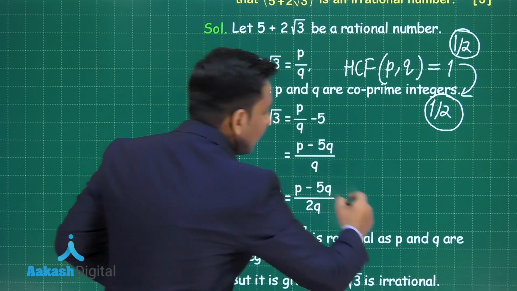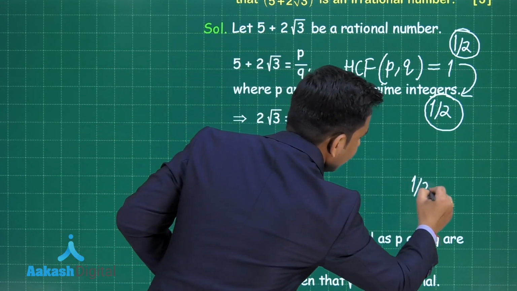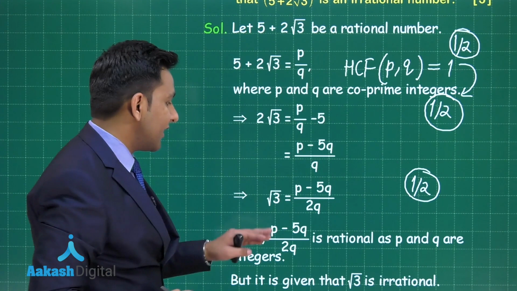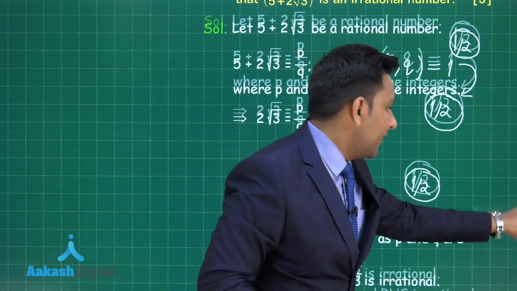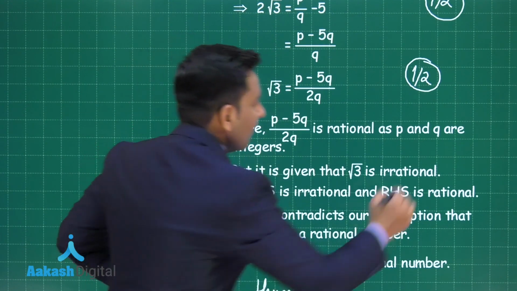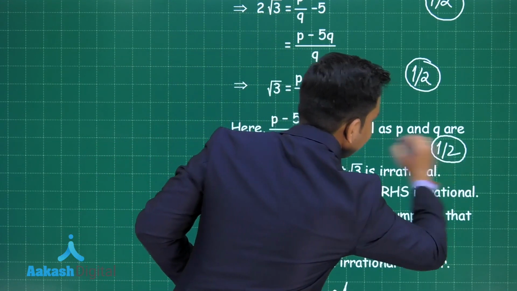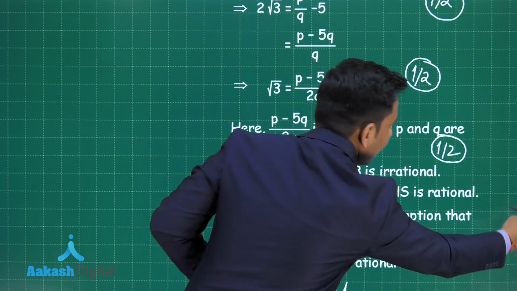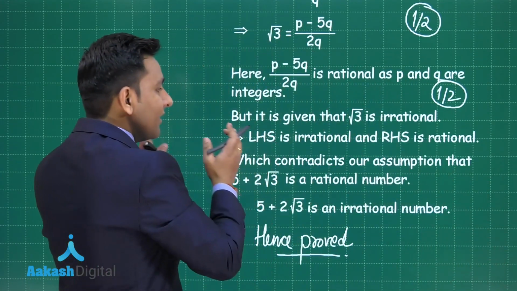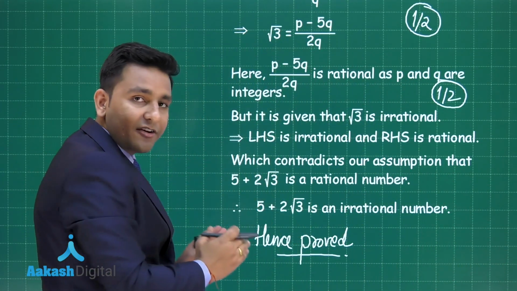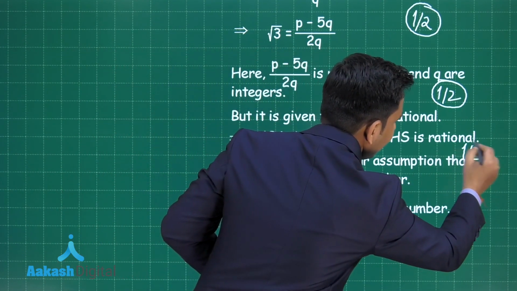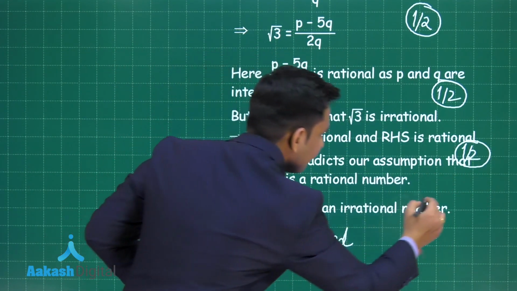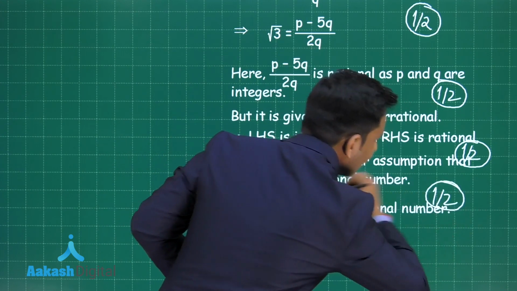Now, the calculation part gives you half mark when we are getting root 3 is equal to (p minus 5q) divided by 2q. Then we are getting half mark for this step, and half mark when we are concluding that our left hand side is an irrational number while our right hand side is a rational number. This will give you half a mark and the rest half mark is based on the final conclusion.